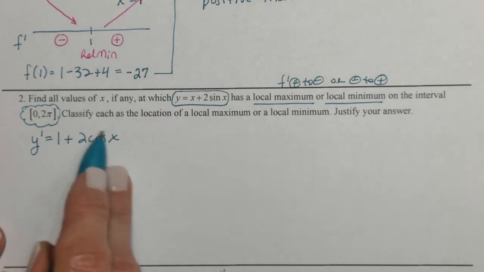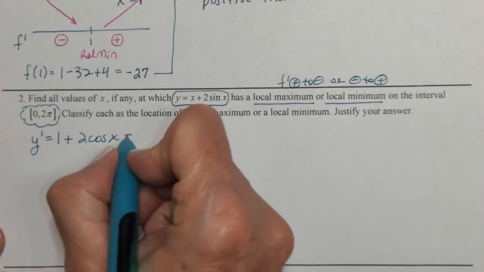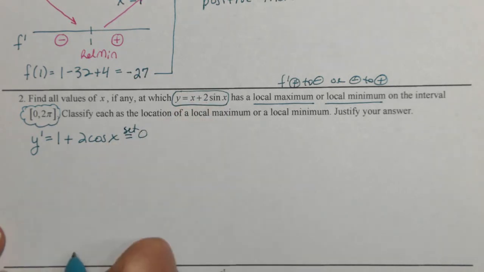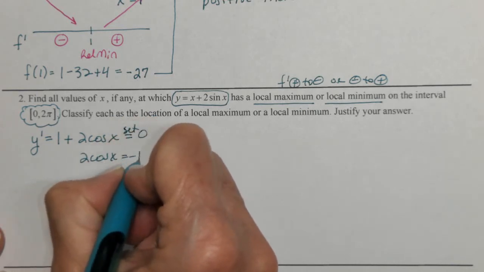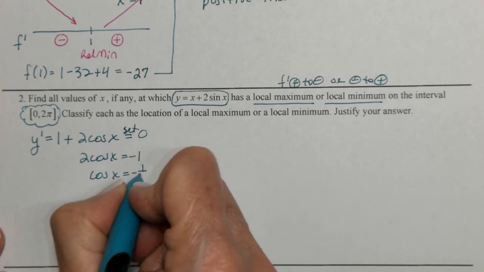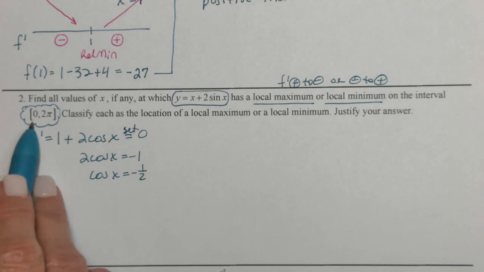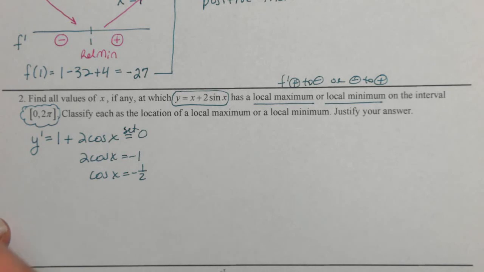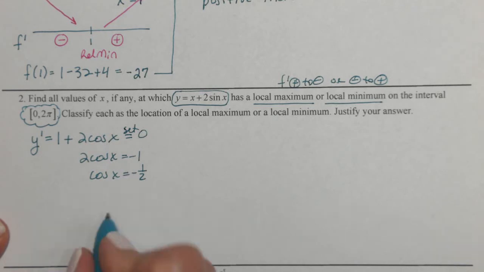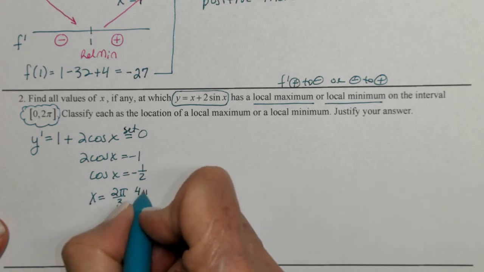No value of x makes this undefined. If we did have a value, we would add it to our sign chart, but nothing does. Set this equal to 0. All right, I'm going to subtract 1 on both sides, divide both sides by 2, and we have cosine of x is negative 1/2. What angles between 0 and 2 pi make cosine negative 1/2? Well, it'll be a pi over 3 angle, but it'll be in quadrants 2 or 3. So x will be 2 pi over 3 or 4 pi over 3.